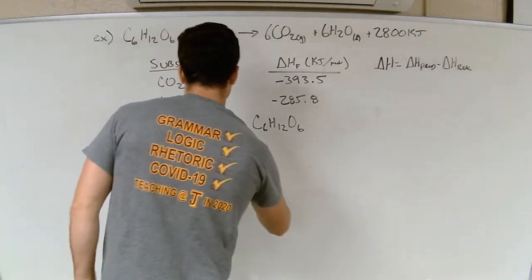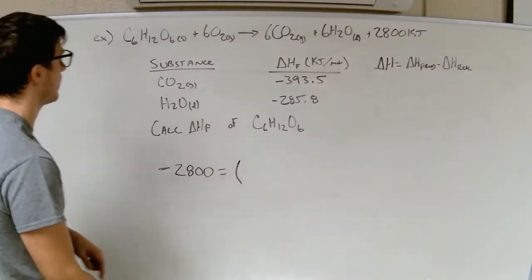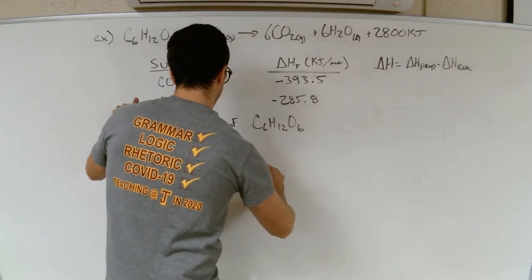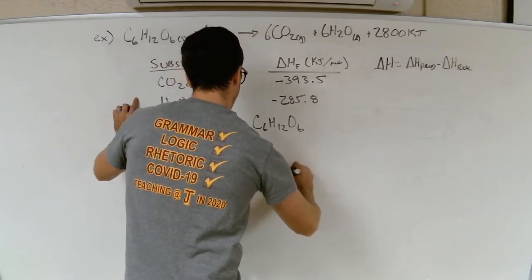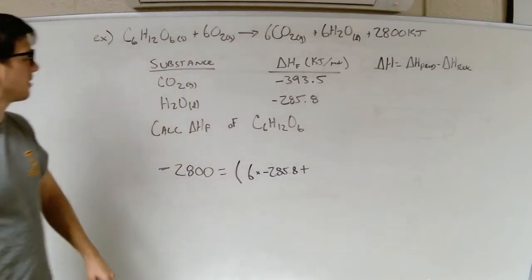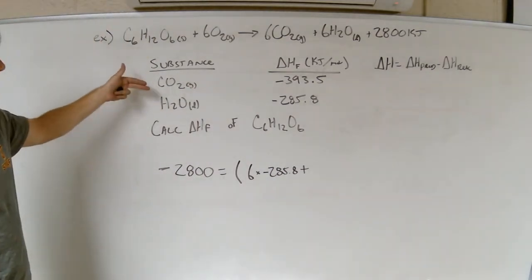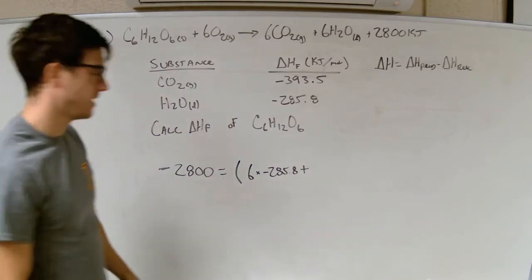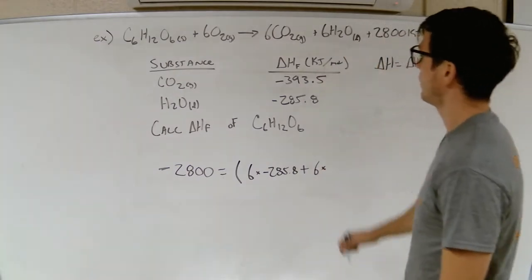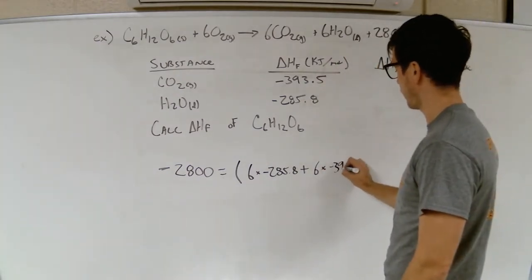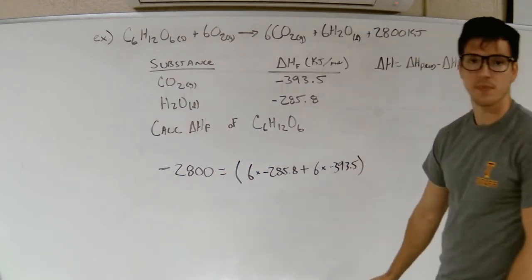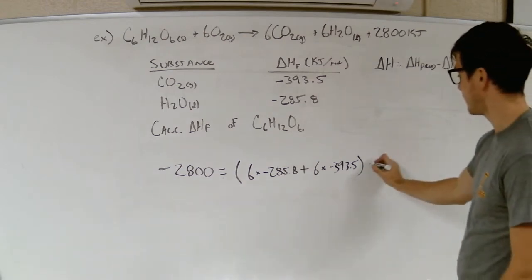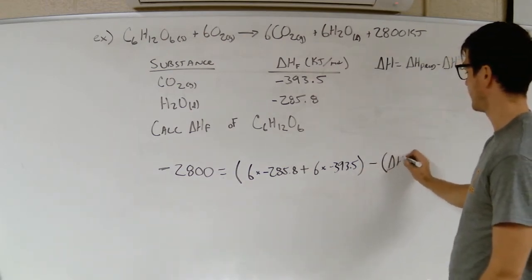Let's figure those out. Our products are CO2 and H2O. We have 6 H2Os, which is going to be 6 times negative 285.8, plus the other product. Oh, I did water first, sorry guys. Let's do it for CO2 now: plus 6 times CO2, which is negative 393.5. So we got our product enthalpy. Now we just need to find the reactant enthalpy.